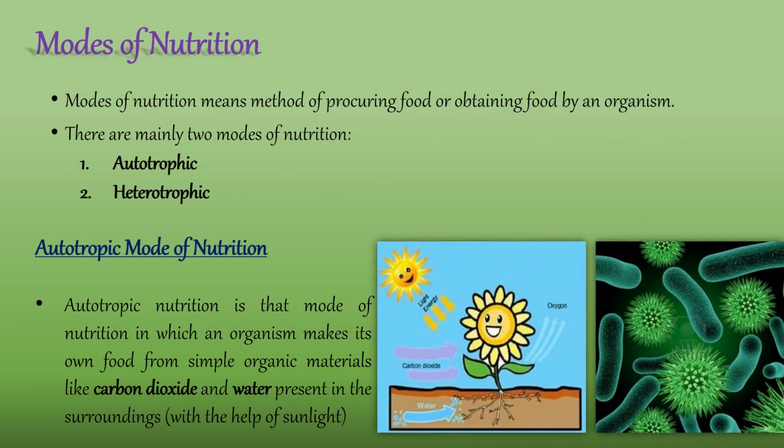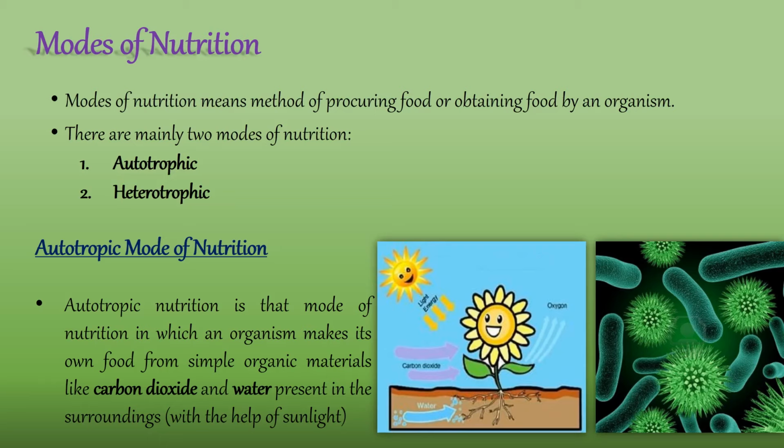Modes of nutrition. Modes of nutrition means the method of procuring food or obtaining food by an organism. Depending on the mode of obtaining food, all organisms can be classified into two groups: autotrophs and heterotrophs. So there are mainly two modes of nutrition: autotrophic and heterotrophic.